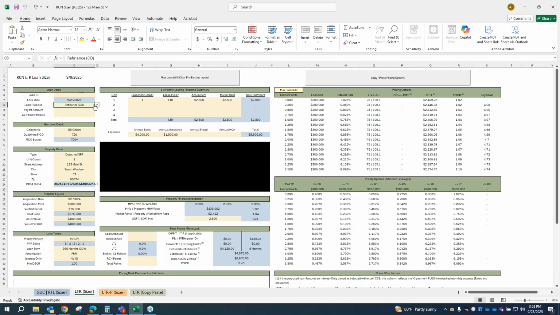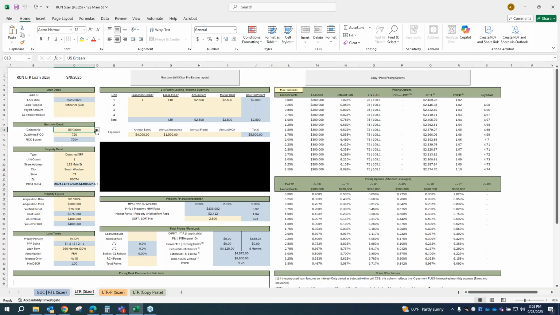We're going to start off with our loan purpose. For today, we're going to use cash out. Obviously, refinance RT is rate term, delayed purchase. We'll use that if the loan is within our seasoning period, and then purchase is self-explanatory.